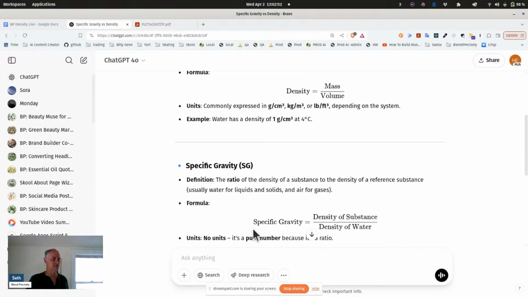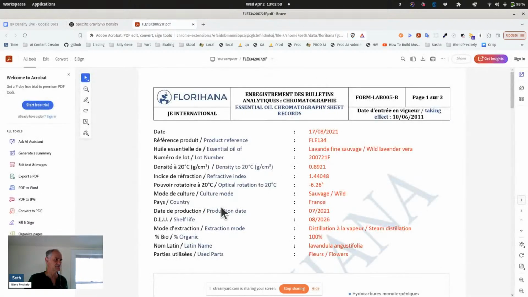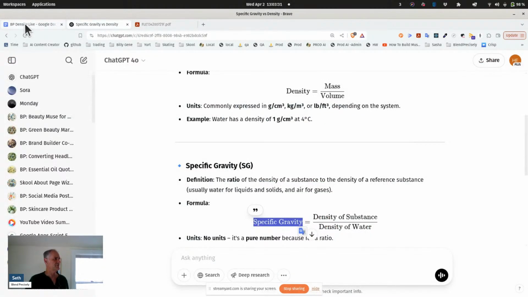Something closely related is the specific gravity. I'm mentioning this because sometimes on a GCMS report, which is probably where you're going to get your density from, in this case, this is a wild lavender from Floriana. I particularly like their PDFs because they're fairly complete. So here it's saying the density is 0.8921 for this particular batch that is available from Floriana. So those are the bare naked facts.